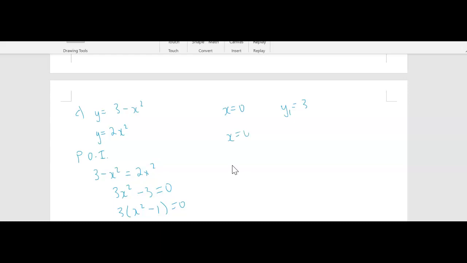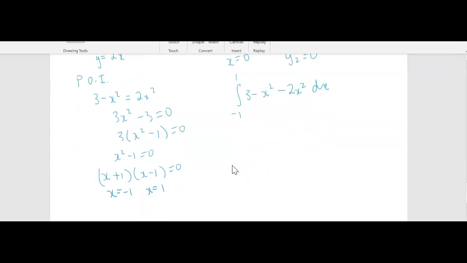And then for the second one, y2 is 0. Okay, so you clearly now see that the second parabola is on the bottom. So we're going from -1 to 1. Put your first function in, and then we're going to subtract 2x squared. I don't need to put brackets in simply because there's only one term there, and I'm not going to get confused. All right, -1 to 1. I can actually find the definite integral now.